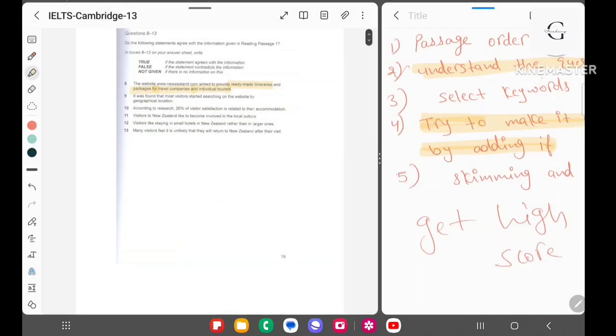So if in the passage they told us that yes, they are providing ready-made itineraries for the travel companies and individual tourists, the answer will be true. If they told us otherwise, what is the contradiction of ready-made? Do you know what contradiction means? Like if I say I'll go to the market, what's the contradiction of it? It's like I will not go to the market. So what's the contradiction of ready-made? It means if they do it by themselves, that is not ready-made, so the answer will be false.